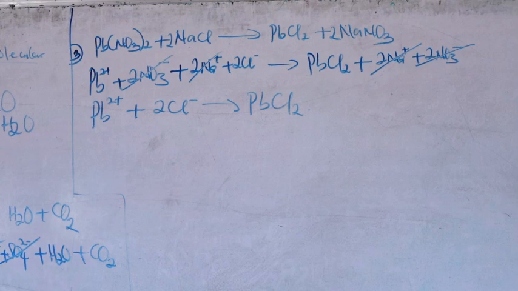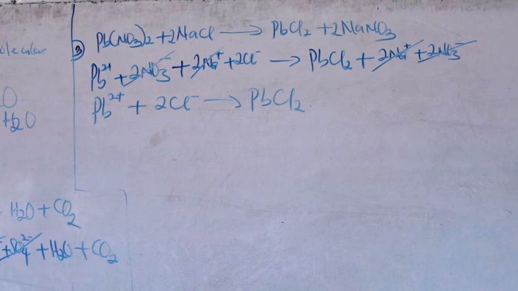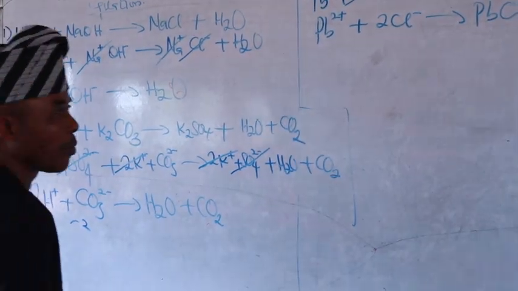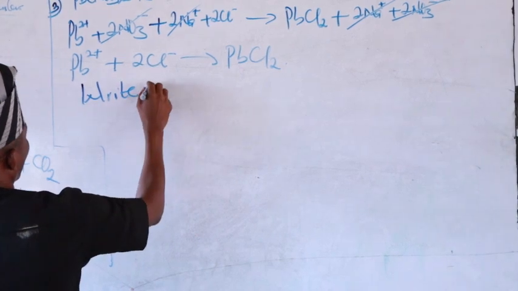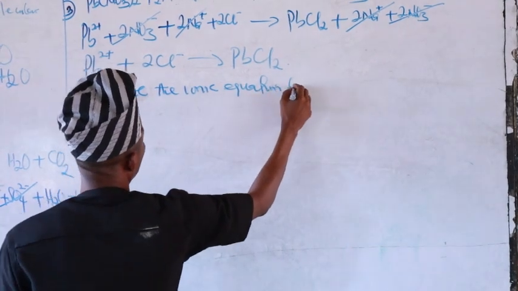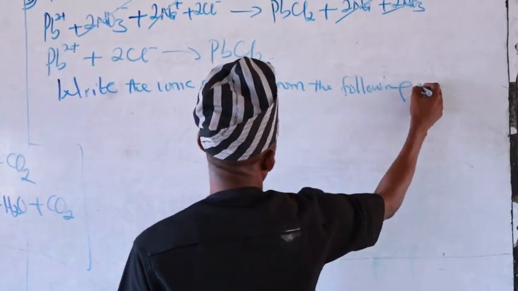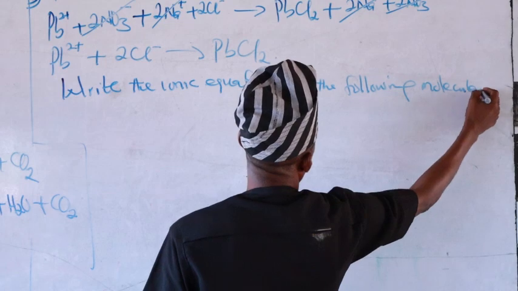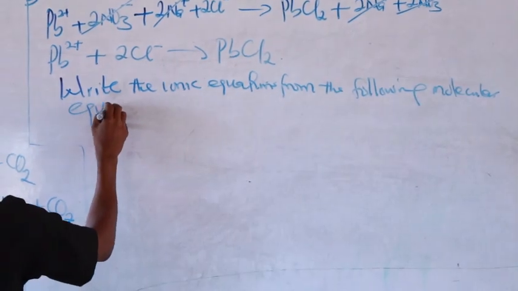Is it difficult for you to understand? Any questions before I give you the classwork? So you are good to go. Now, try this work for me. Write the ionic equation from the following equations.